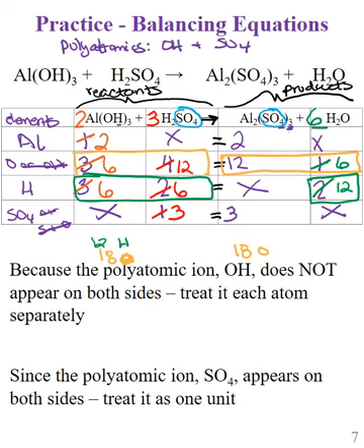Now the last thing I want to do is just double check to make sure everything is balanced. 2 aluminums on the left, 2 aluminums on the right. So we're good there. Oxygen, 18 left, 18 right. So we're good. Hydrogens, 12 on the left, 12 on the right. Good. And sulfate, 3 on the left, 3 on the right. So good. Awesome. So we know we did it right.